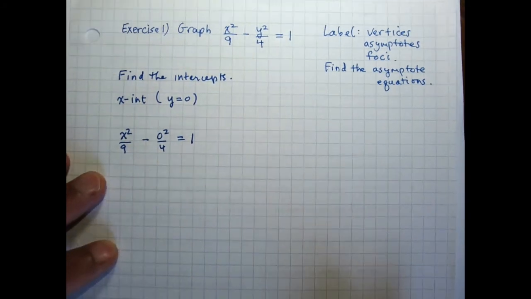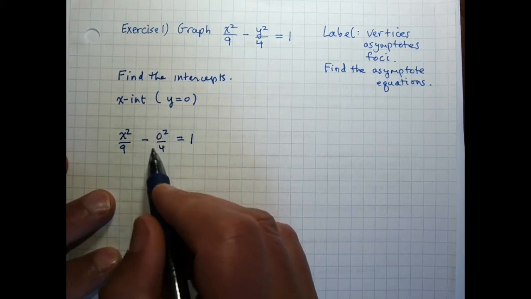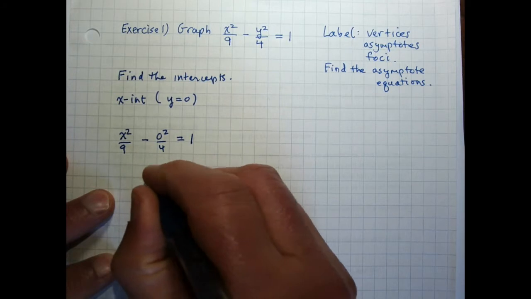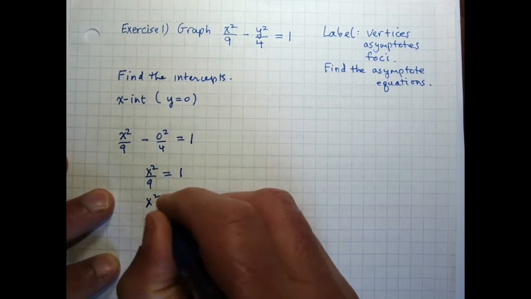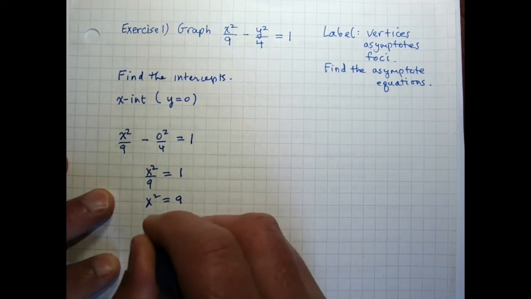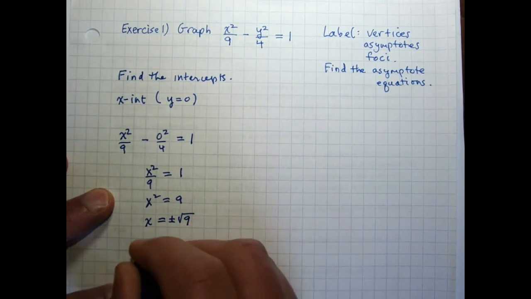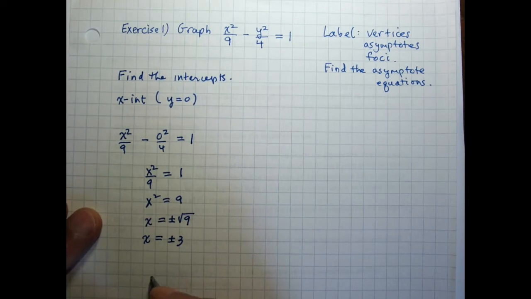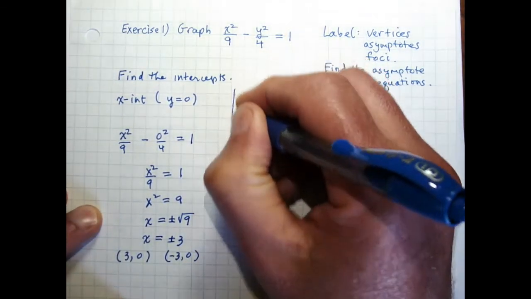Kind of similar to what we do with an ellipse. Notice that plugging in 0 for y makes this whole fraction equal to 0. So I'm just left with x squared over 9 equals 1. x squared is equal to 9. So when I take square roots, x is plus or minus the square root of 9. So x equals plus or minus 3. Looks like I have two x-intercepts. I have (3, 0), and I have (-3, 0).